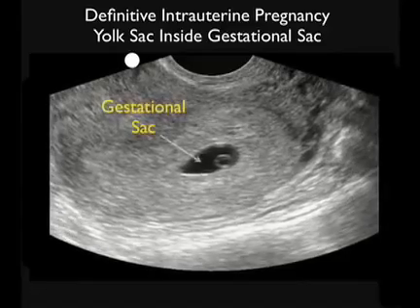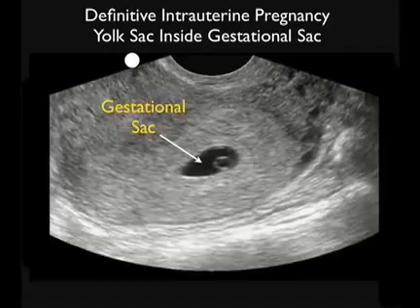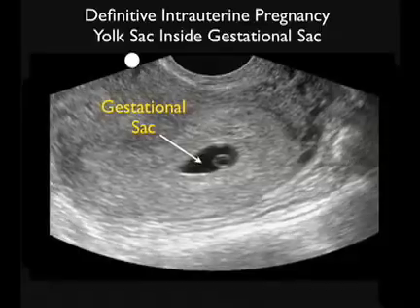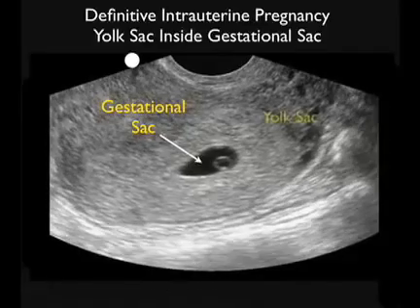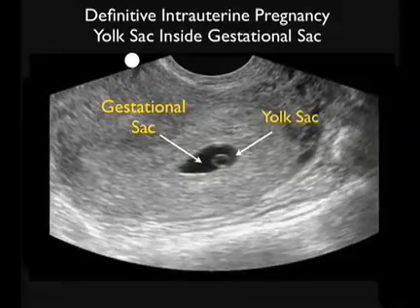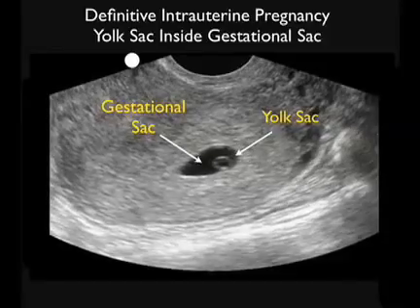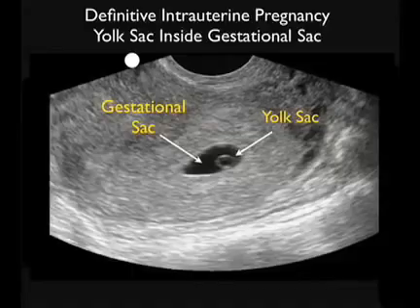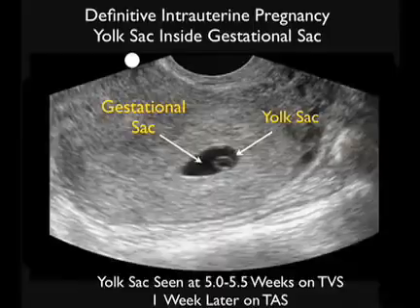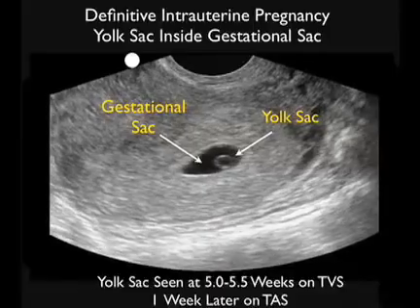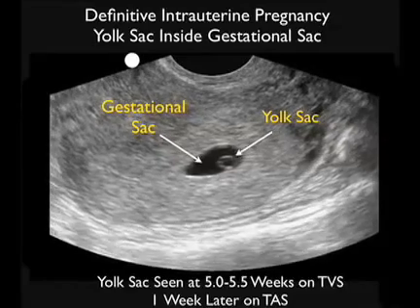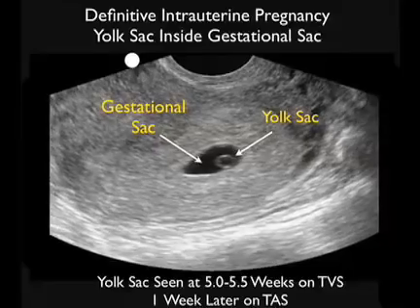So what defines an intrauterine pregnancy for emergency physician sonographers? Well, here's a video clip showing the gestational sac, larger on this video, and notice the presence here of a yolk sac, that circular round structure lovingly referred to as a Cheerio sign within the gestational sac. Once we see a yolk sac within a gestational sac, that is diagnostic of an intrauterine pregnancy. And the yolk sac is generally seen at about 5 to 5.5 weeks on transvaginal sonography and a week later on transabdominal sonography.